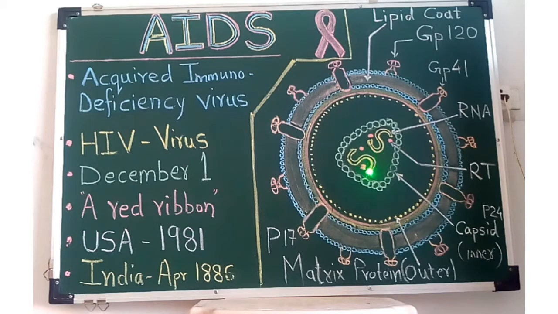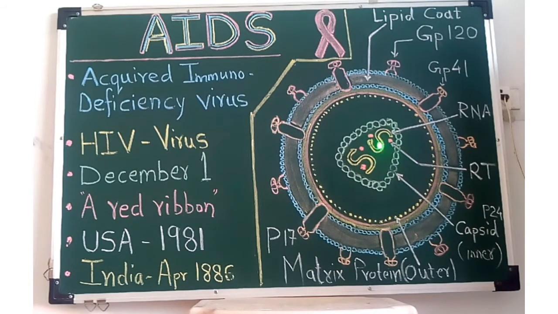So this is single-stranded RNA, and these dots represent reverse transcriptase. This RT, I have written the short form for this. So this is reverse transcriptase. It is an enzyme which is used to generate complementary DNA from an RNA template. So this is RNA and this is the reverse transcriptase enzyme.